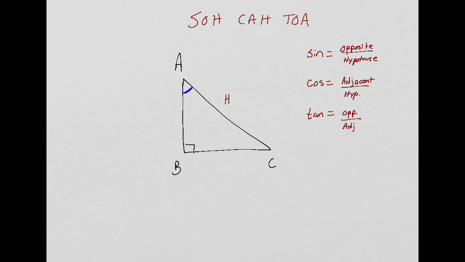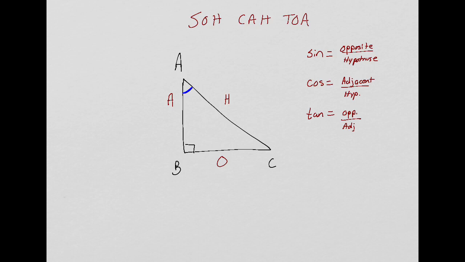Adjacent means next to, opposite means across from. So which side is opposite of this angle? Well, opposite of this angle is side BC. So this would be the opposite side. And adjacent means next to. So which side is adjacent or next to this angle? Well, it is this side, AB. Now, the hypotenuse is also adjacent, right? But it's the hypotenuse because it's across from the right angle.